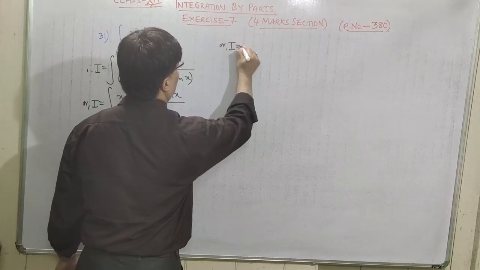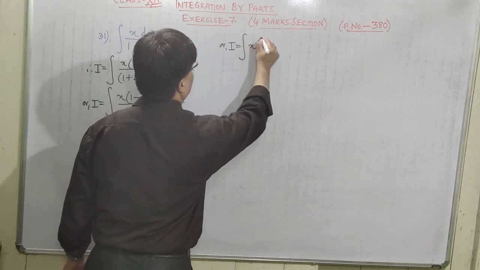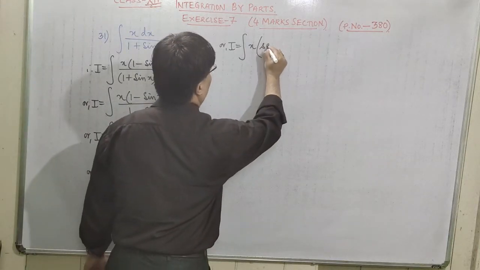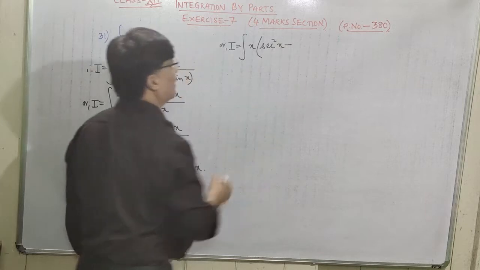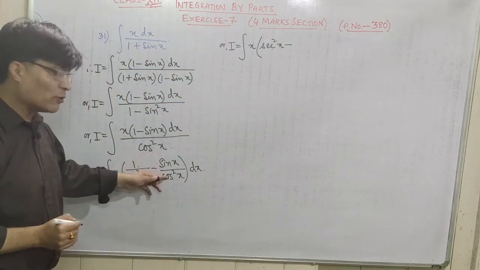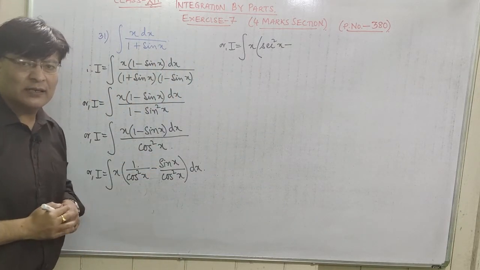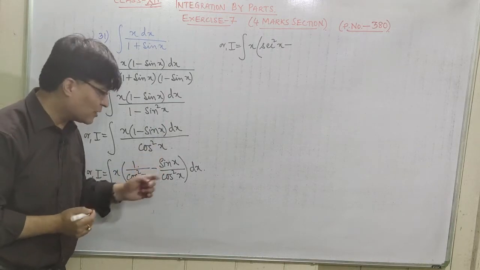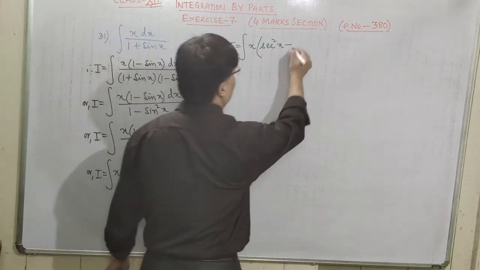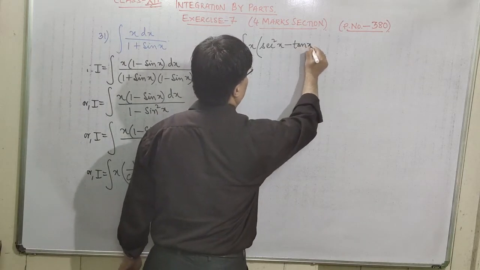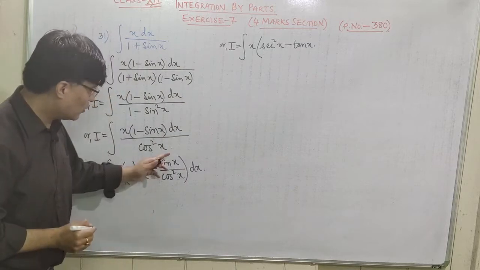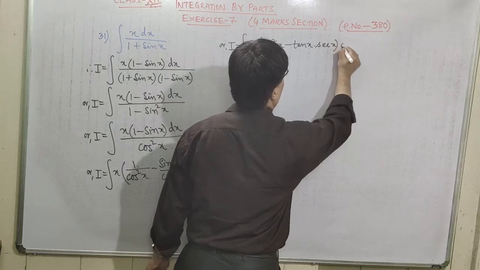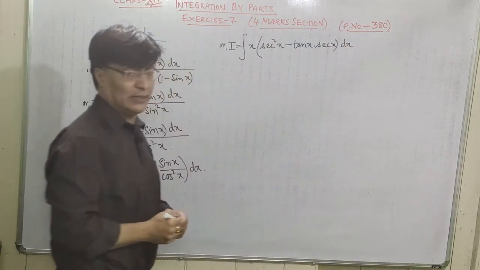So let us simplify it. Or I is equal to integration of x within bracket. What is 1 by cos square x? It is sec square x minus, what is sin x by cos square x? How can you simplify it? It is sin x by cos x first, so it is tan x, into, then what is 1 by cos x? It is sec x, bracket closed. Then you can write dx.